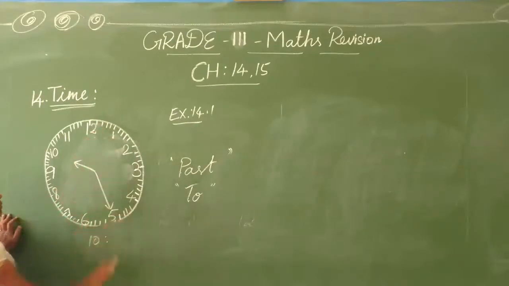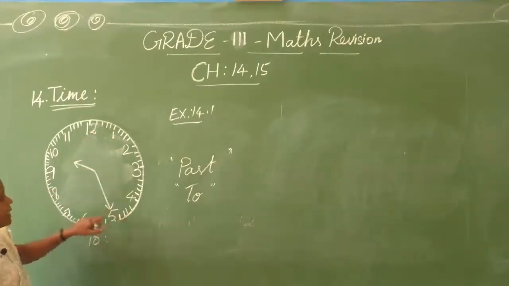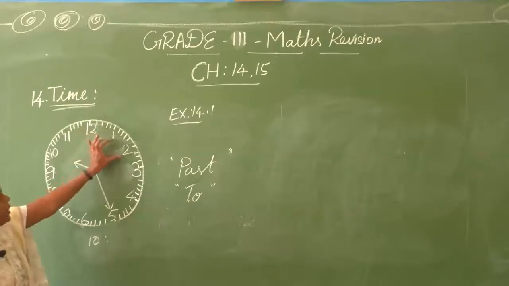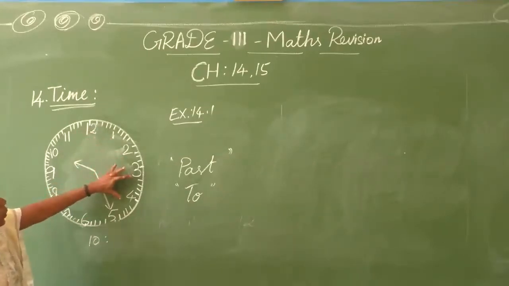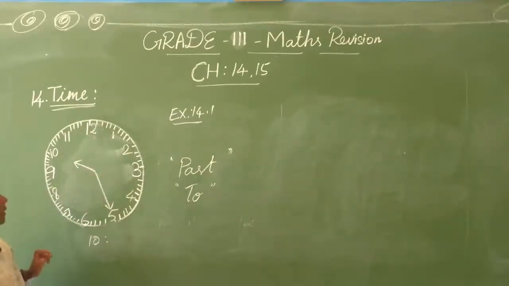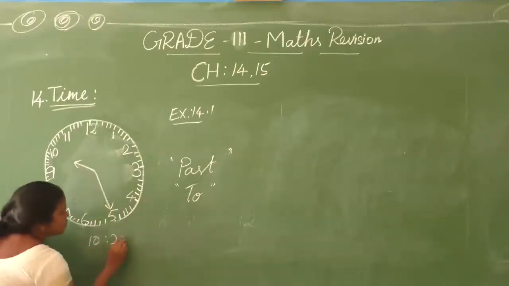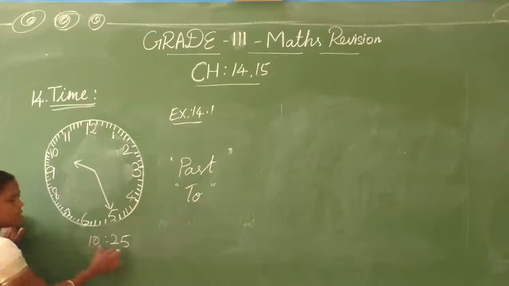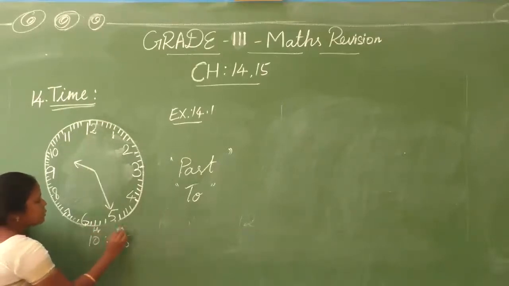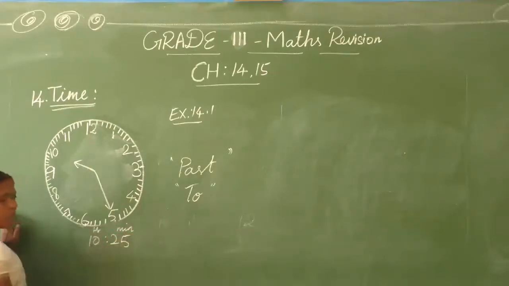So totally, if you consider 25 minutes, it has crossed 5, 10, 15, 20, 25 like that. Clear? So 25 minutes crossed. So that time is 10:25. How do you write the time? Seeing the clock, 10 first, the hour, and then the minutes. This is hour, this is minute. 10 hours 25 minutes like that. Okay, this is in numbers.